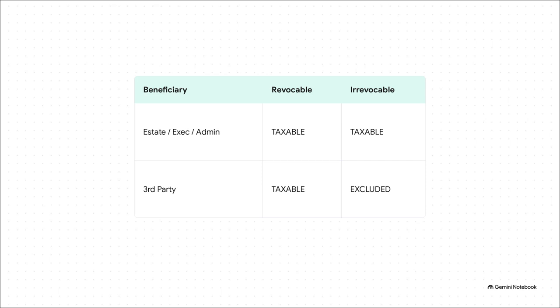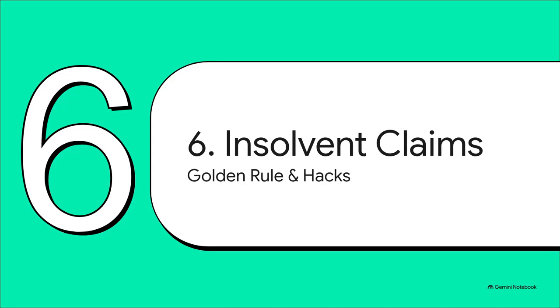Oh, and here's a massive LECPA study hack for you. If the problem is completely silent on whether it's revocable or irrevocable, Philippine law presumes it is revocable, which means, you guessed it, you must pull it back into the gross estate. And finally, Section 6, Insolvent Claims and Bullet Review.